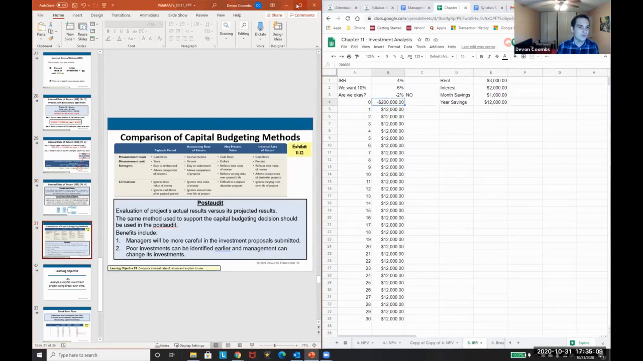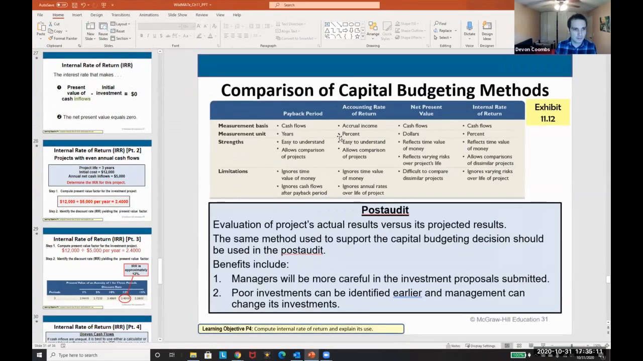And so this is just a summary of all the tools we talked about. So we have the payback period, the accounting rate of return, the net present value, internal rate of return. I want you to memorize this table. Everything's a cash flow basis except for the accounting rate of return, which is accrual basis, which is income. The measurement units are years for payback period, percent for accounting rate of return, dollars for net present value, and percent for internal rate of return.